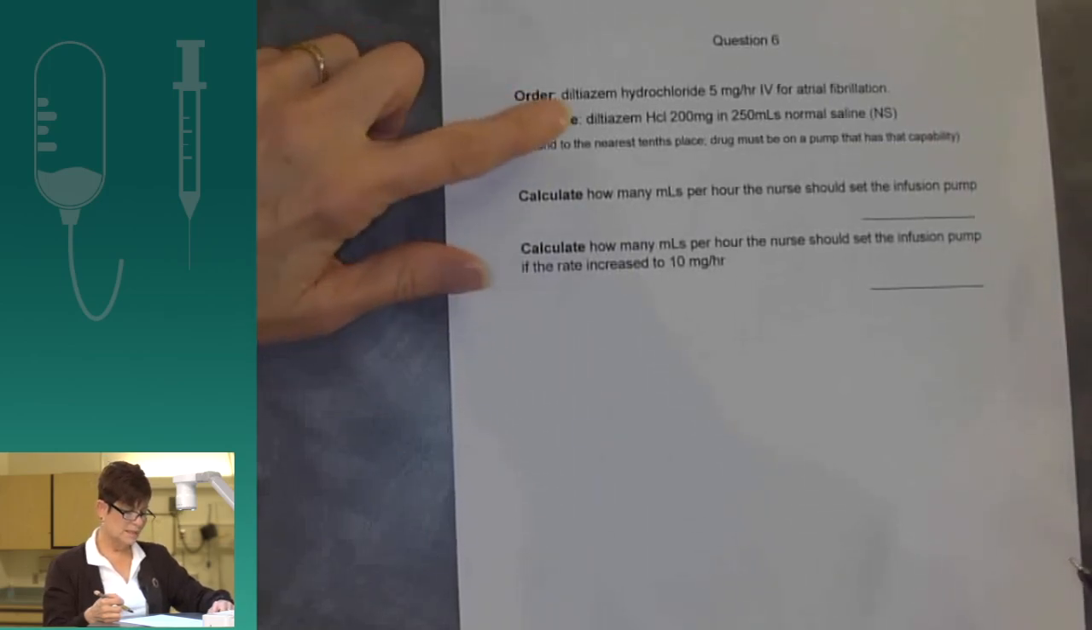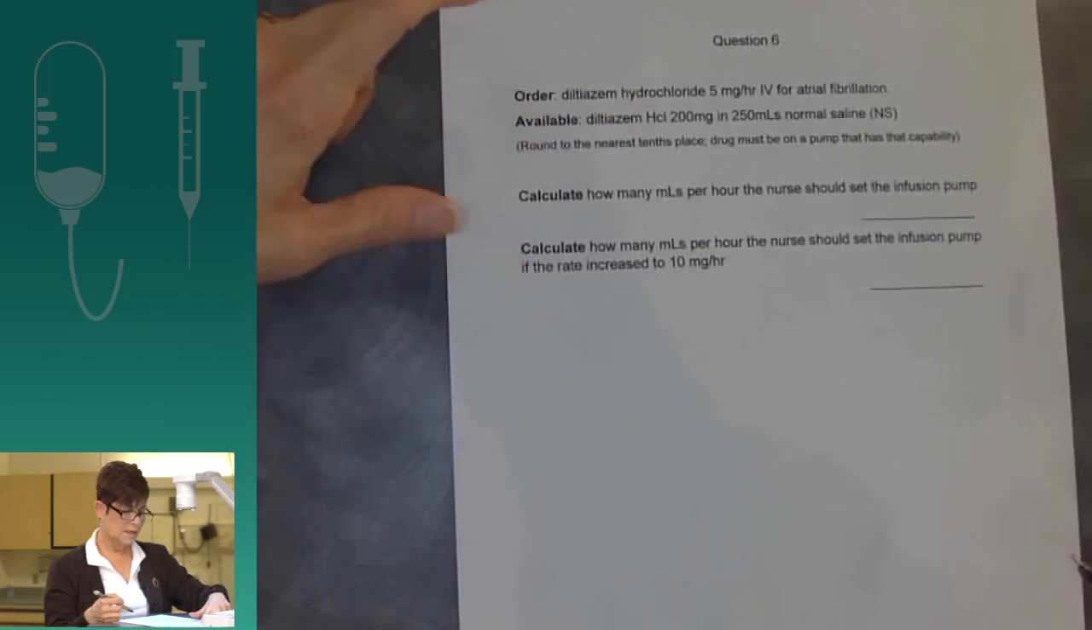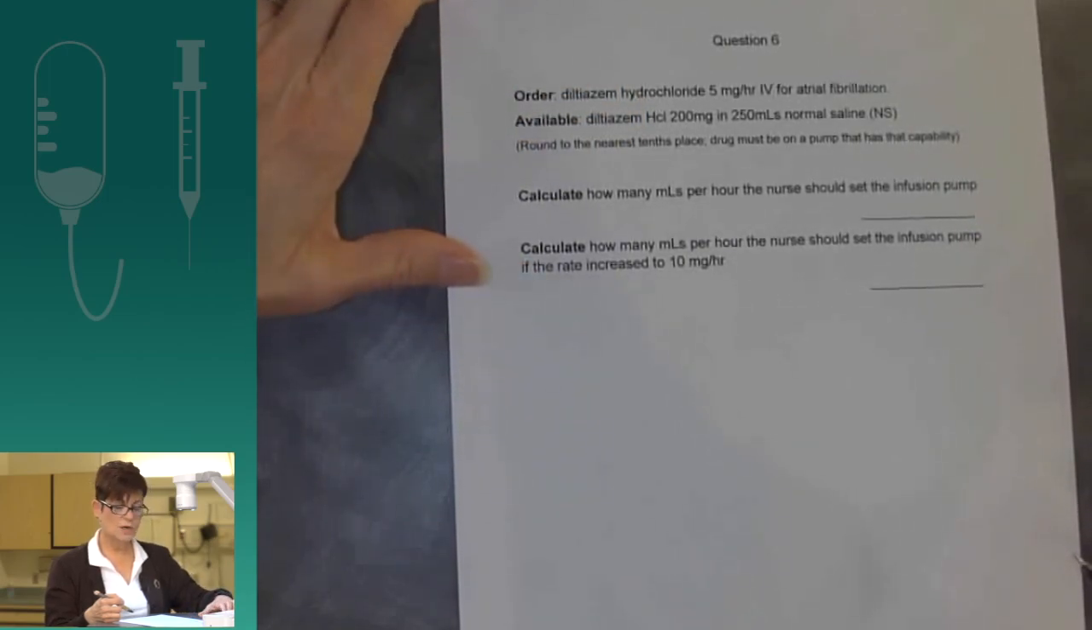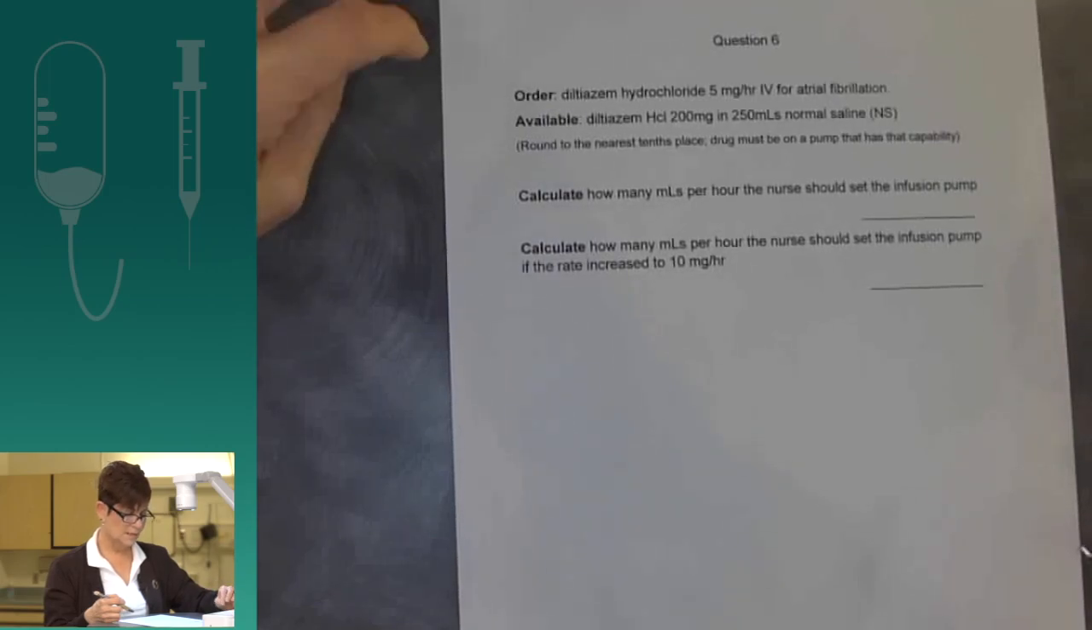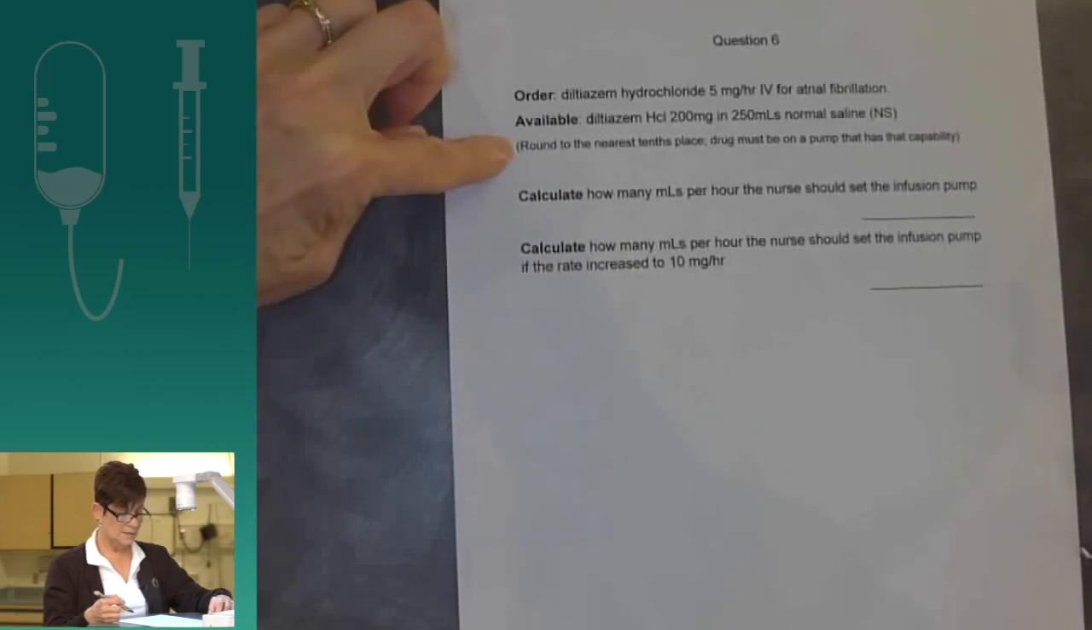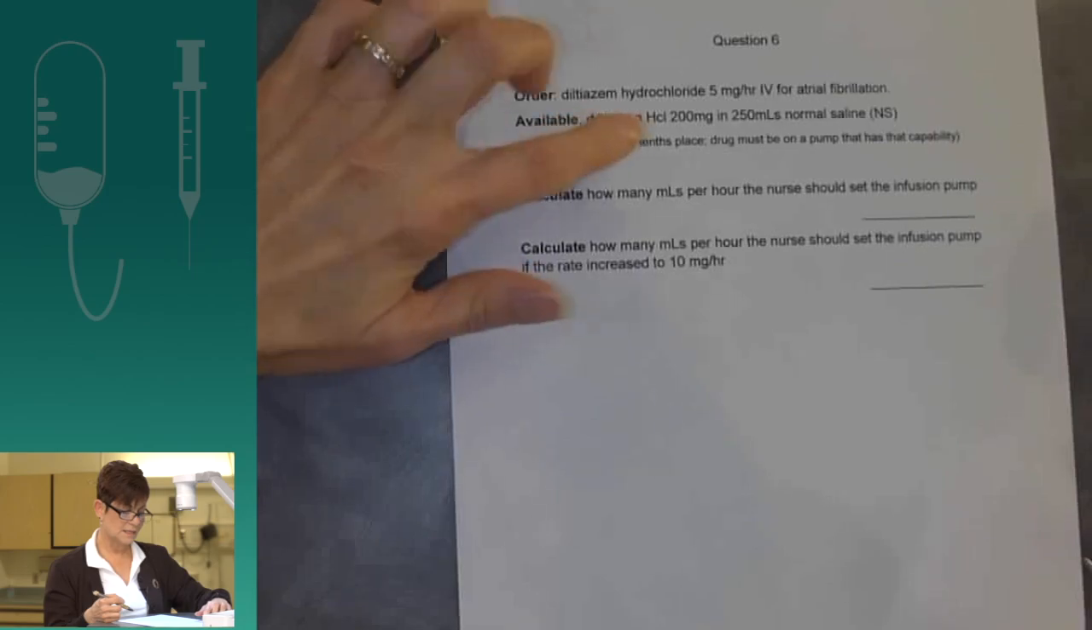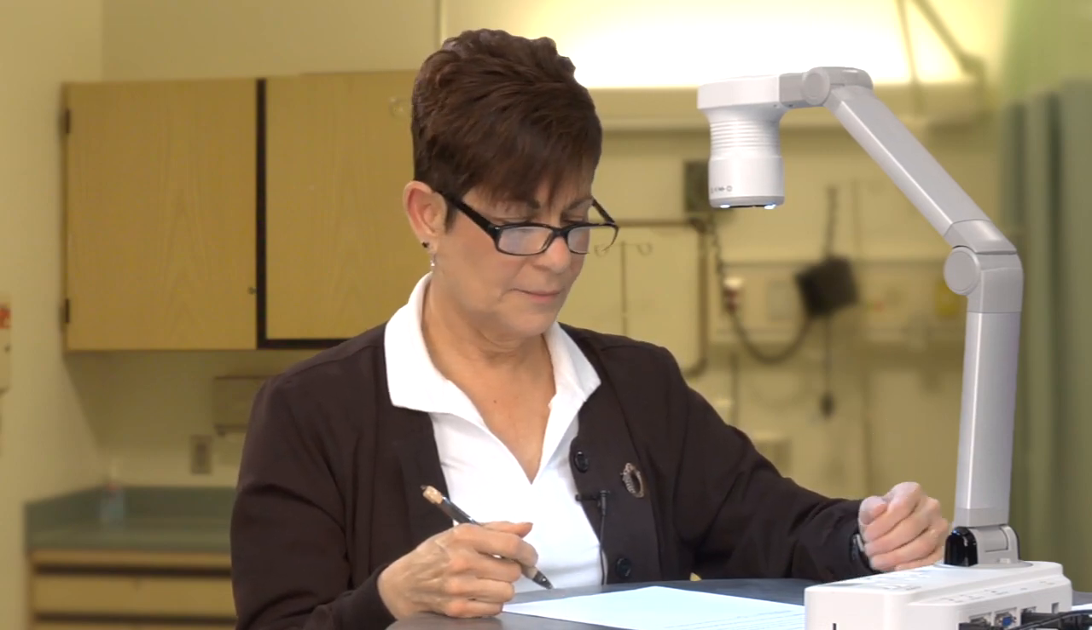Our availability is Diltiazem hydrochloride 200 milligrams in 250 mLs of normal saline. Now there is a little tip here that says you're going to round to the nearest 10th place because this drug can be placed on a pump if there is the capability of it. And normally when you're dealing with cardiac medications and cardiac drips, you are able to put that on a pump. So it's important that you remember that you can do that with this medication.